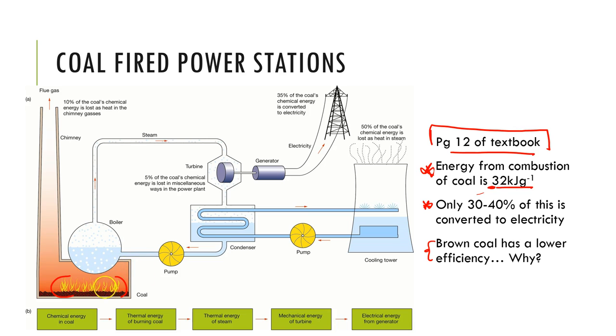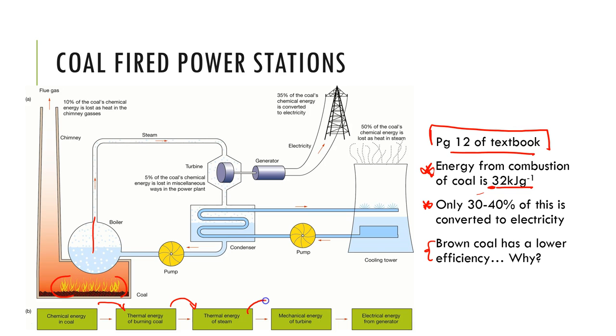Okay, so we have chemical potential energy in coal being released as thermal energy of the burning coal, which is then absorbed by the water. And we have thermal energy of the steam. Now we have the heat from the coal going in and producing heat in the water, producing steam. That steam rises out of the boiler, passes through a tube, opens out and turns a turbine.